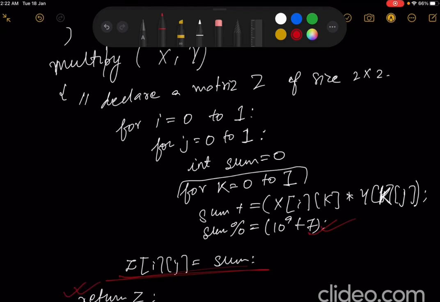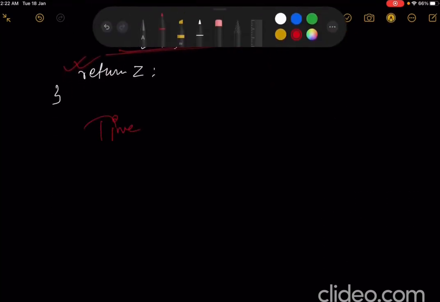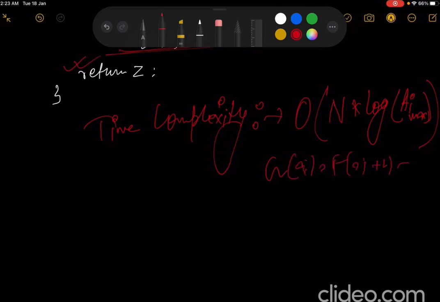As I discussed earlier, the time complexity of this solution will be order of n log of the maximum value of a of i. This is because g of a of i is equal to f of a of i plus 2 minus 2, and calculating this requires log of that value. So whatever is the maximum value of a of i, we take the log of that, and since there are n elements, we multiply it by n.